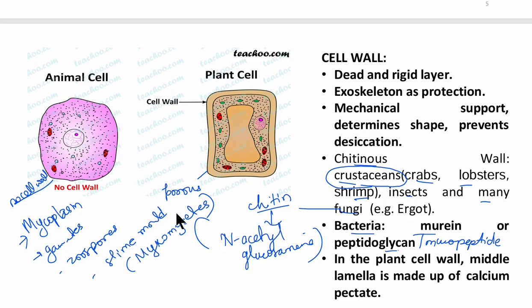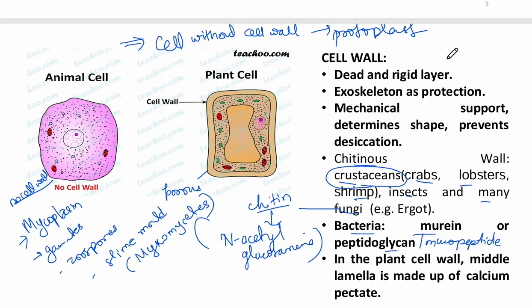Cell wall is formed during cytokinesis from the vesicles of Golgi bodies and endoplasmic reticulum. A cell without a cell wall is called a protoplast. This is also an important point for you guys.